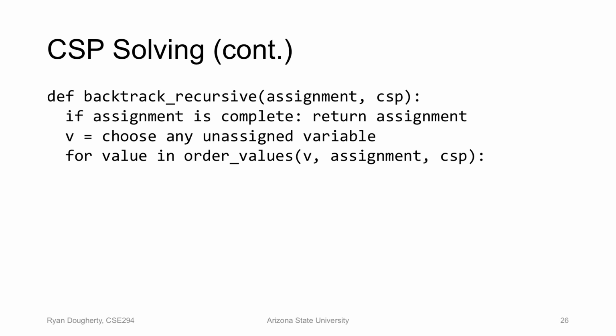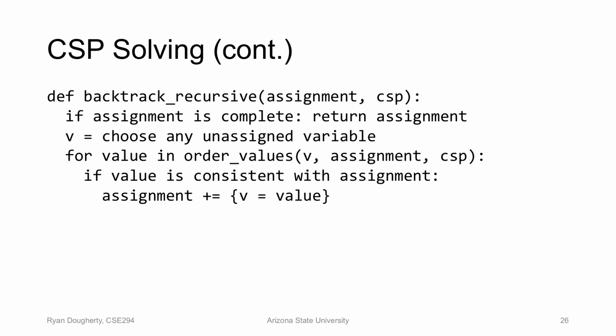So let's just say I have this magic method, which says, for this particular variable V, give me all the possible values I can give to it. And then I'm going to look at every single one of them. So value is going to be the particular value I'm looking at. If this value is consistent with the assignment, so I'm not violating any constraints, then I'm going to add to the assignment the variable set to this value, right?